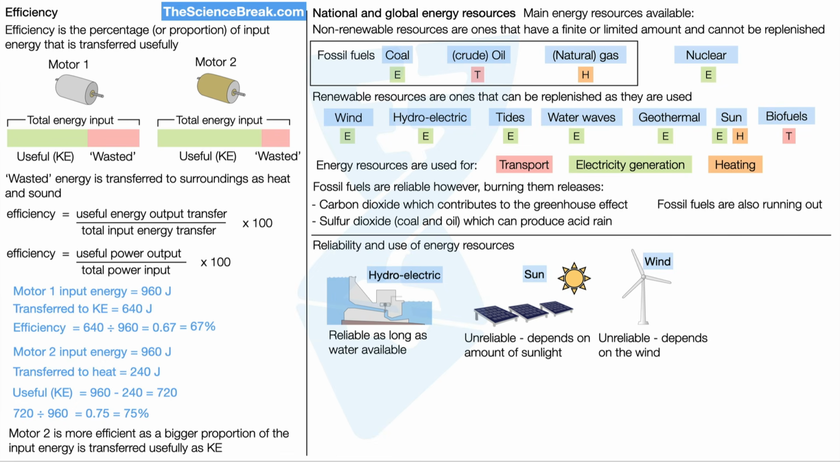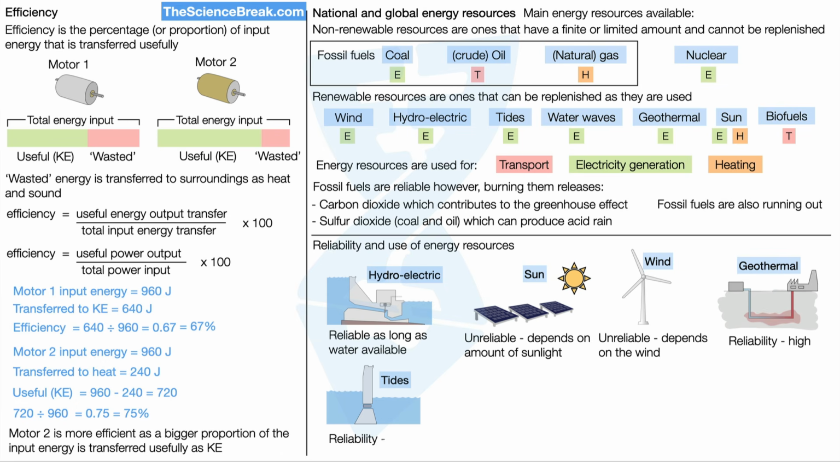Wind, again, this is unreliable because it depends on the wind blowing. And we have geothermal. This is hot water pumped down to hot rocks, which is heated, turned to steam, which turns turbines for generating electricity, and the reliability of this is high. For tides, this uses the tide movement, water coming in and out to generate electricity. This reliability is high because you will always have tides.